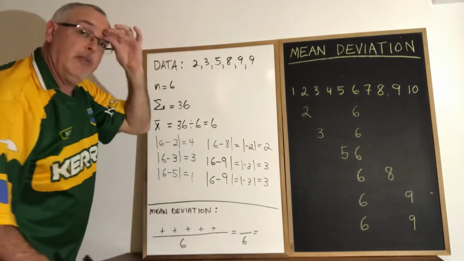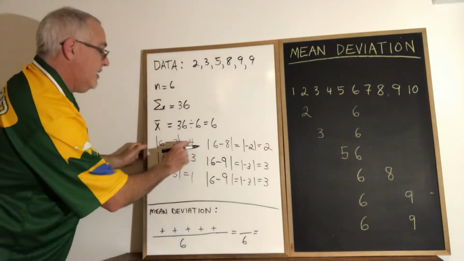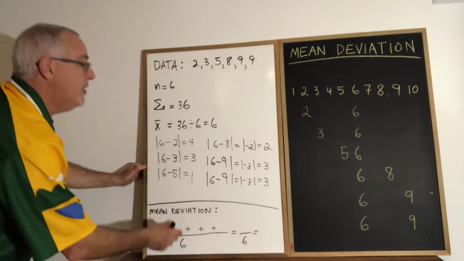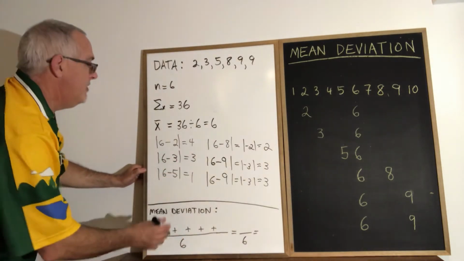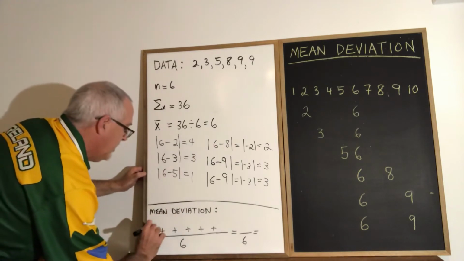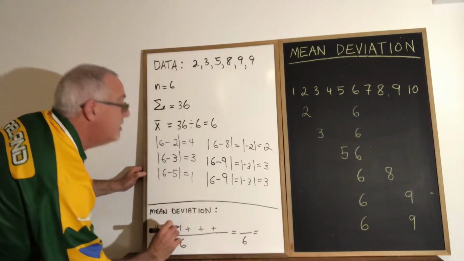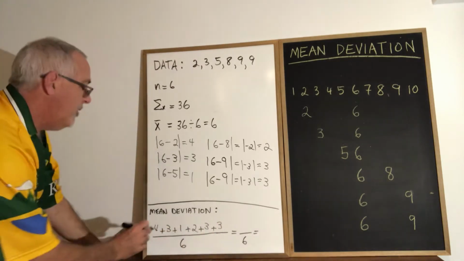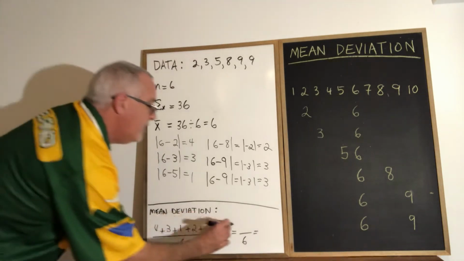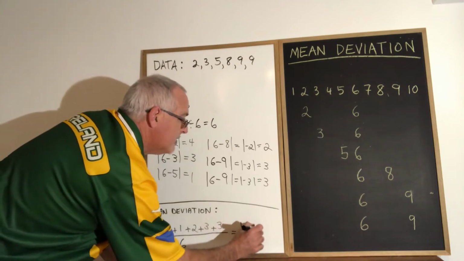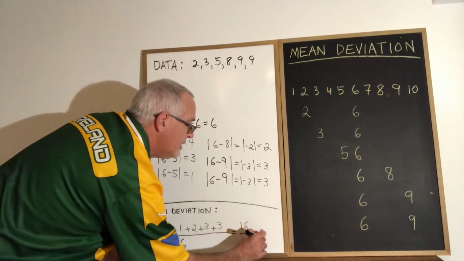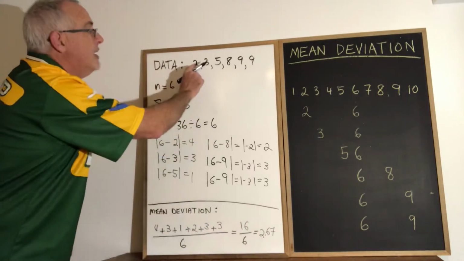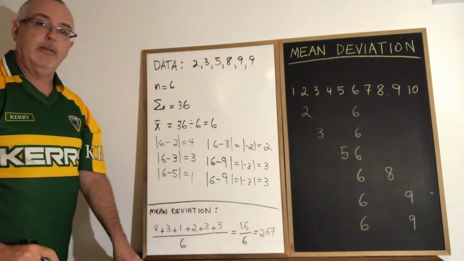To calculate mean deviation, we take all of these answers we get when we do the subtractions, and we add them together and divide by the n, the sample size again. 4, 3, 1 go here, and 2, 3, and 3. When we add these together, we get 16. We divide that by 6, and our answer is 2.67. The mean deviation of this data is 2.67.